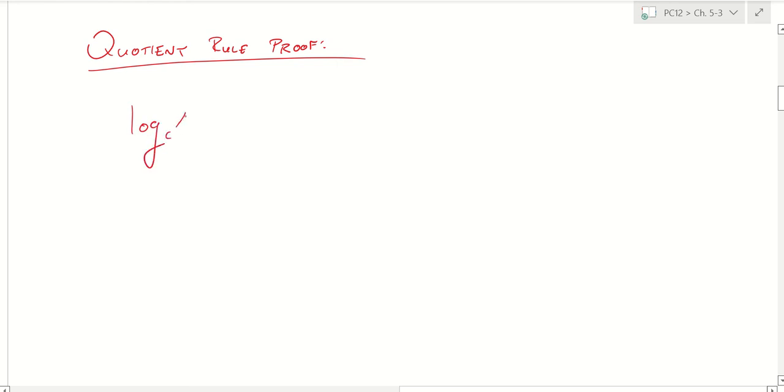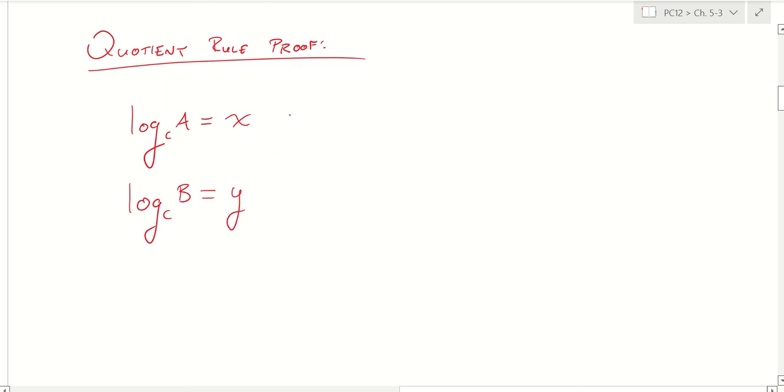So let's look at a proof for the quotient rule. I'll just do that real quick. For the quotient rule, all you really need to do is define something like log base c of a and say, hey, log base c of this particular input, I don't know what it is, but let's just call it x. And then do the same thing with a different input. So log base c of a different input b, and let's say that the output of that is y.